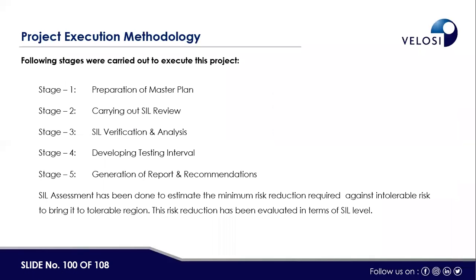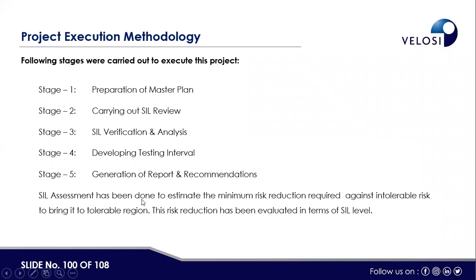In stage 1, we have prepared the master plan. In stage 2, we have carried out the SIL review or SIL classification. In stage 3, we have verified the SIL level. And then in stage 4, we have developed the test intervals for all those safety instrumented functions. And then as a part of stage 5, we have developed the reports and recommendations, all the recommendations in which the achieved SIL was not meeting the target SILs.